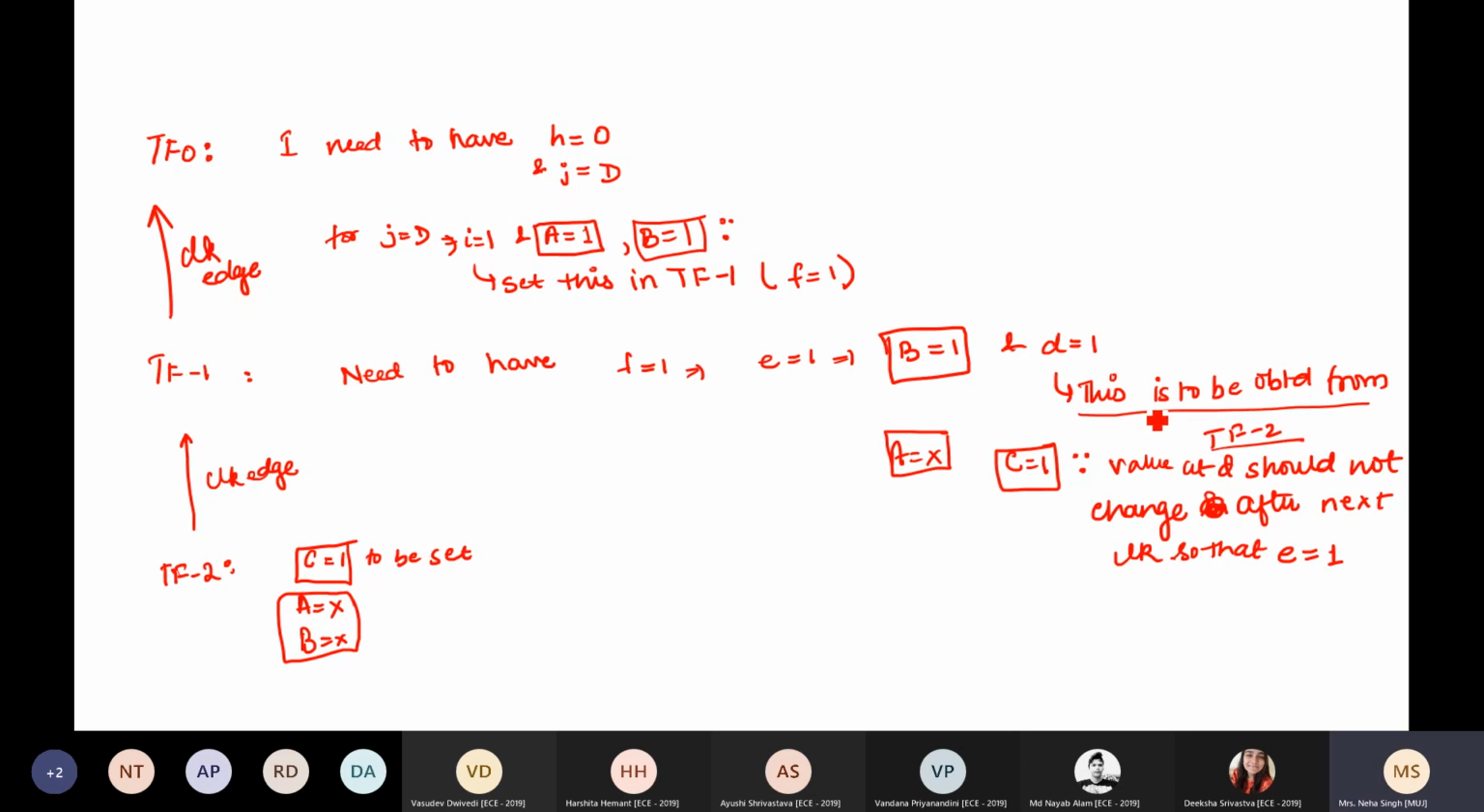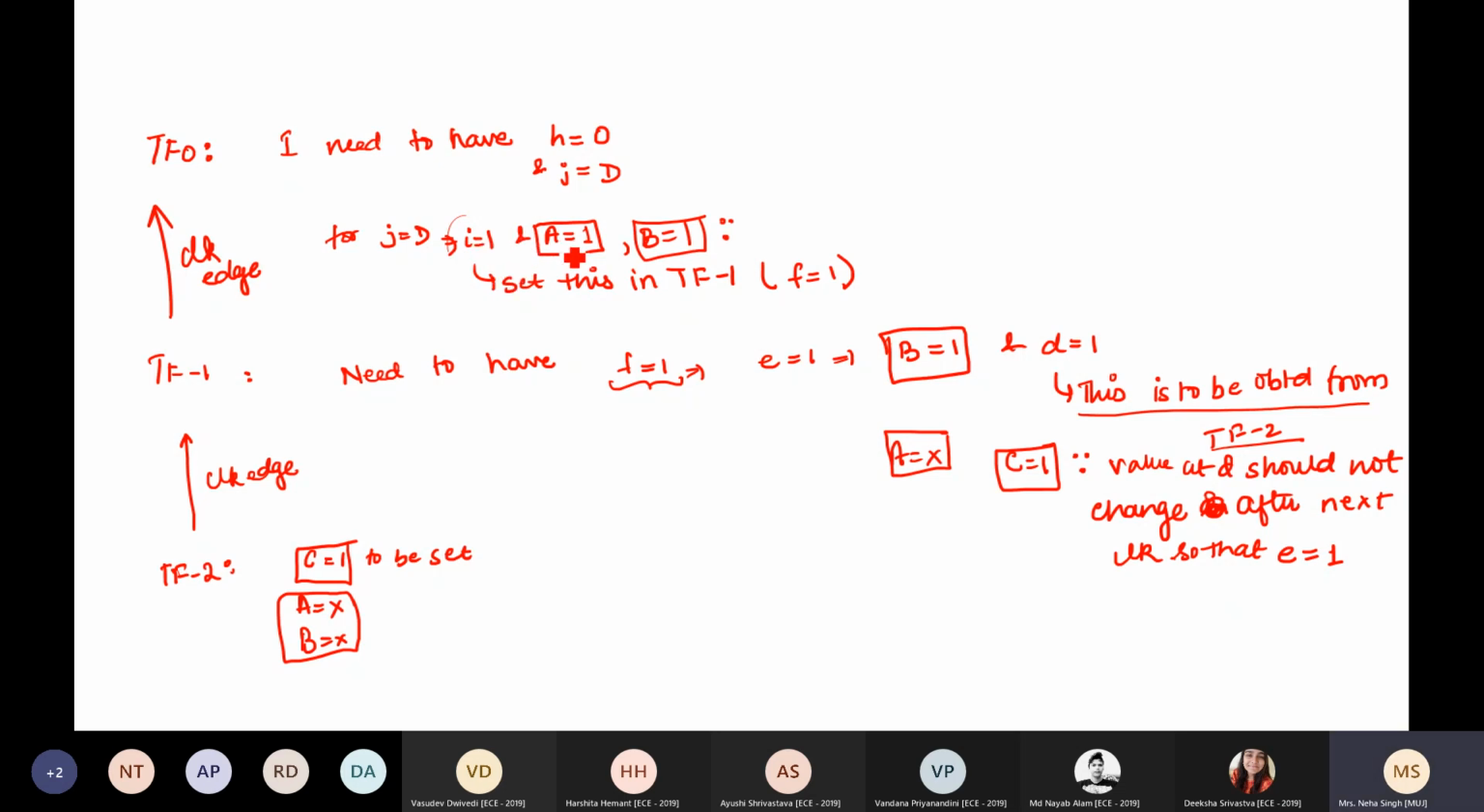I have analyzed E, F, G. So I put F equal to 1 here. This is set. Now at this clock, this F equal to 1 gets propagated to I. So I got I equal to 1. This I set in time frame 1 minus 1 and I got I equal to 1.